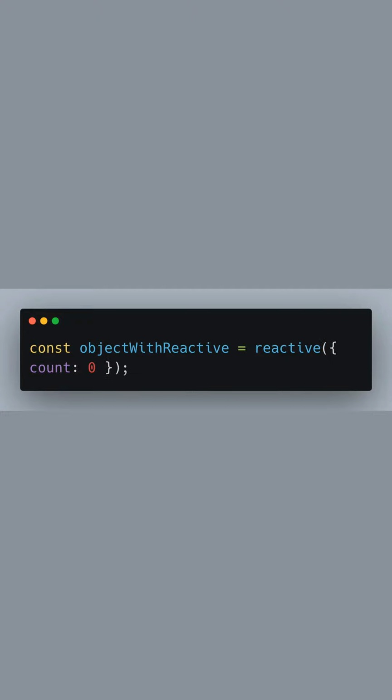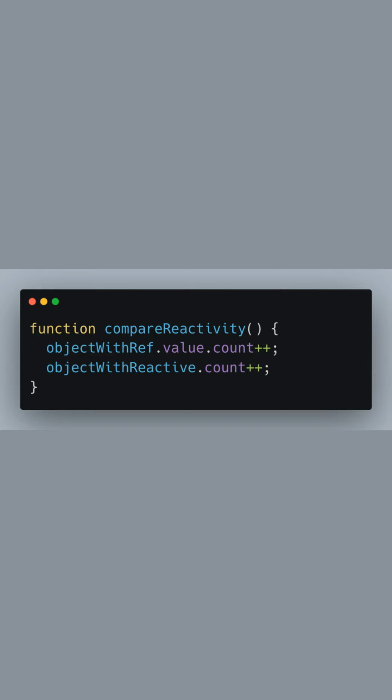For comparison, we have an object made reactive with the reactive method. Both object with ref and object with reactive start with the same shape, holding a property count. In the compare reactivity function, we increment count for both the ref object and the reactive object.